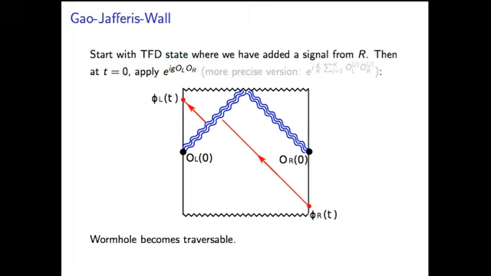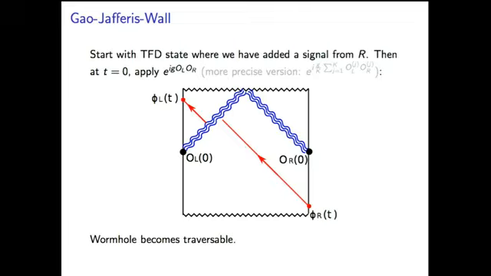Let's evolve this diagram up from the bottom to the top. So we start with the unperturbed thermofield double state here. Then at some time, we act on the right to send in some kind of a signal, some message, which normally would not make it to the left side. Then at t equals 0, we interrupt the evolution of the system by acting with this operator here.